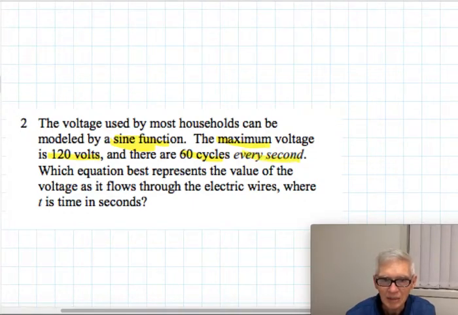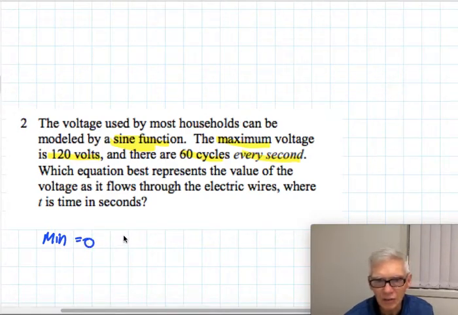Does it give you a minimum? No, so what's the lowest that you can go? So we're going to have to assume that the minimum equals 0. So let's work out our formula for this. We want the equation that best represents the value of voltage. So let's go and have a look.